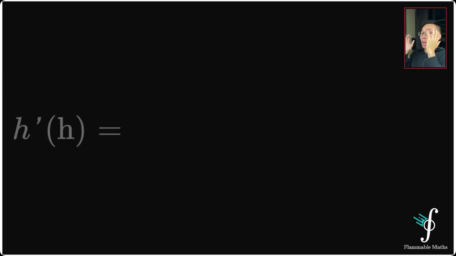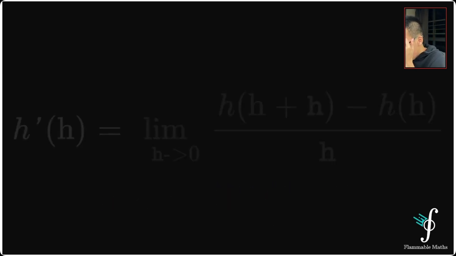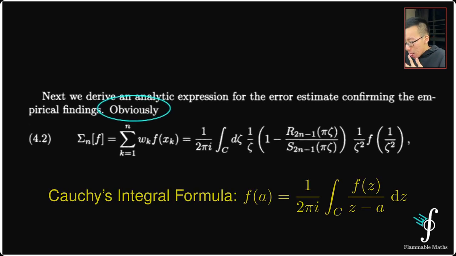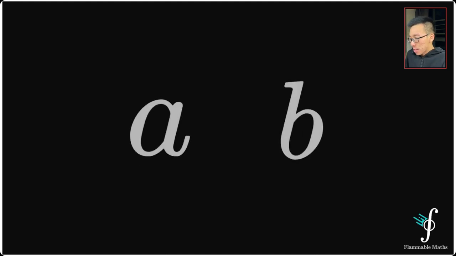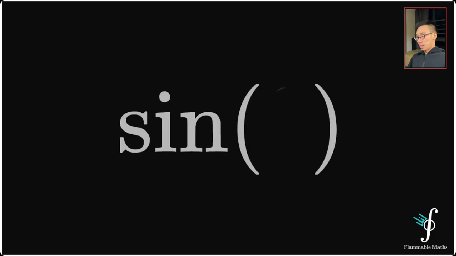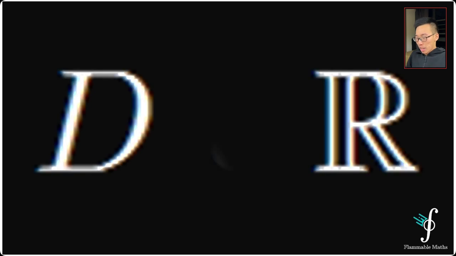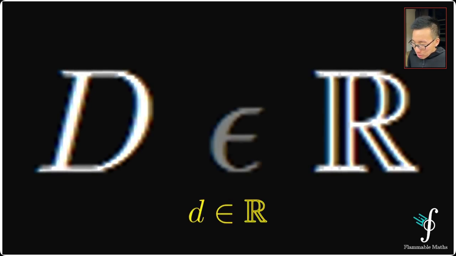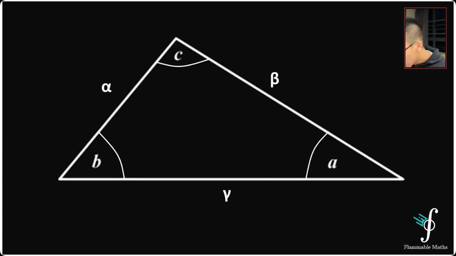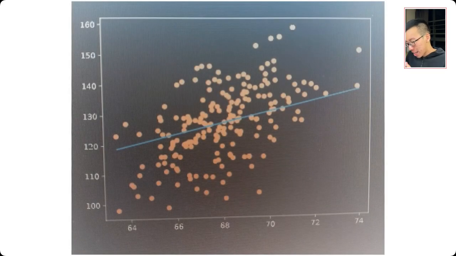Use function, use cosine prime, don't use cosine. Text h as delta h in the definition of derivative. This is not obvious. Goodness. Just use the equal symbol. Please use the sign of the empty set, it does not make any sense. Don't use epsilon, use in and use a small d as well. Don't use letters for angles, use the Greek letters for angles and the other letters for the sides.